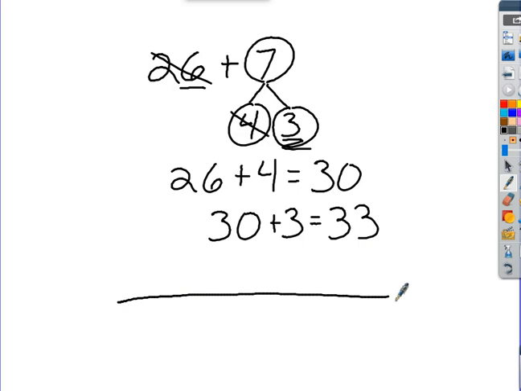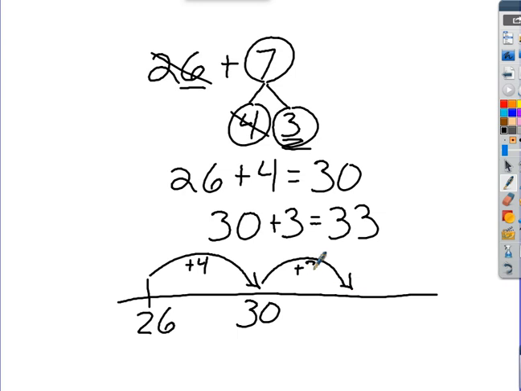If we look at that same problem on a number line and count on, we're going to start with 26, and we're going to make a jump of 4 to get to 30. That still leaves me with a jump of 3, and that's going to bring me to 33. The idea behind this is that if we can get to a 10, we can then add whatever is remaining and go to our next number. We could do this with a number bigger than a 10 if we wanted to.